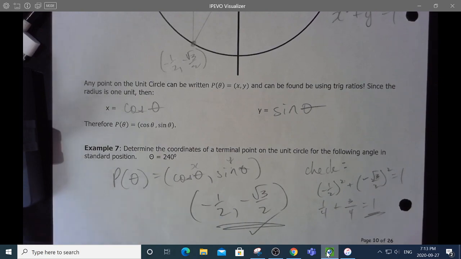So isn't that cool? This ties together coordinates, it ties together trig, it ties together triangles, circles, and Pythagoras. It's so cool when stuff in math all kind of comes together like that.